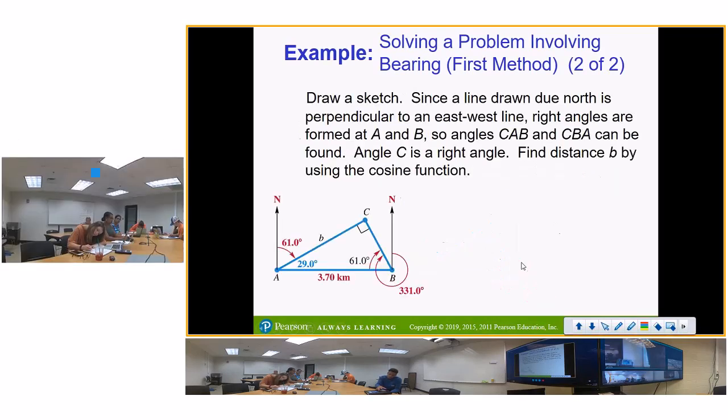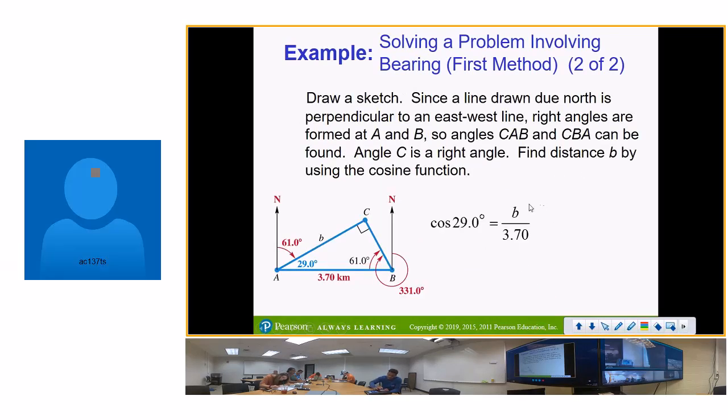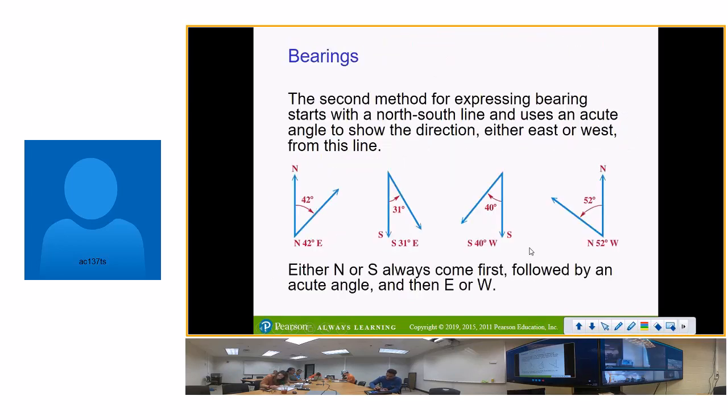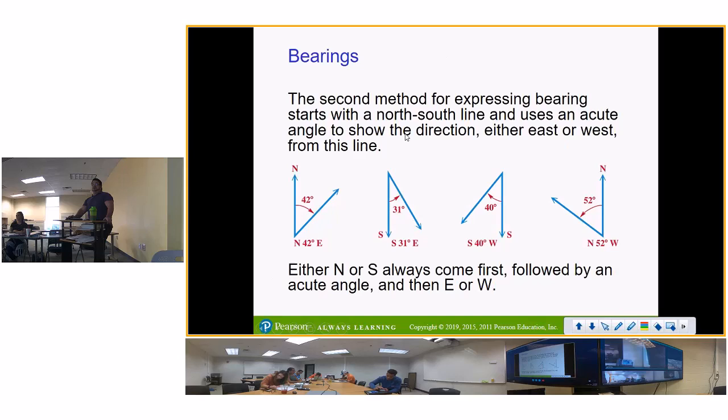Here's another one. Okay, let me get to the next question. See, there's the second part of bearings. This is the part that I will test you on. Northeast, north 42. Southeast, south 31. It's coming off of north and south. Okay?